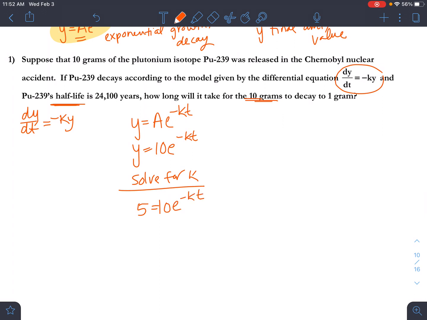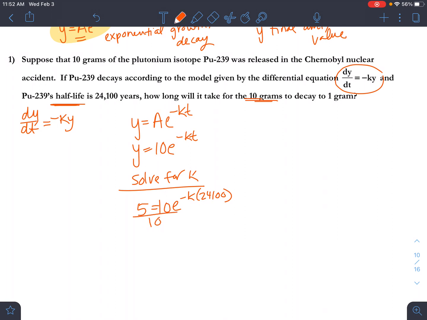Okay, and specifically, it will happen when t is 24,100. So we can solve for k. We plugged in a final amount. If we started with 10, with a half-life of 24,100, we would get 5 as our final amount. So now we have everything filled in except k, so we can do some algebra here.